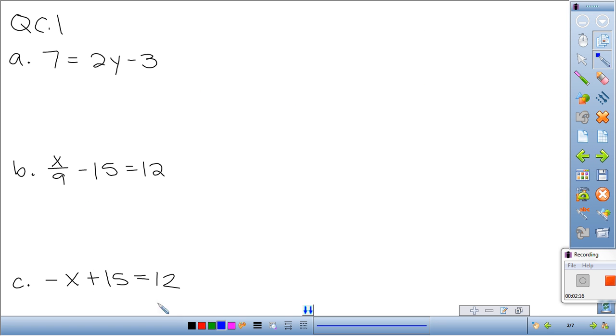Therefore, the left side does equal the right side, and we've done it correctly. Let's try some quick checks. So again, we just want to solve for a variable. So look at the two things that are happening to y. One, we're multiplying by 2. The other, we're subtracting 3.